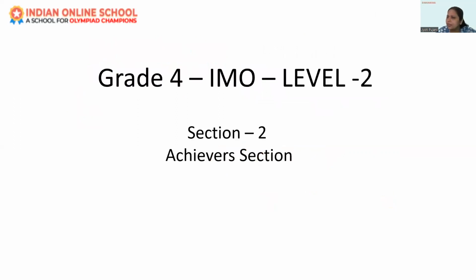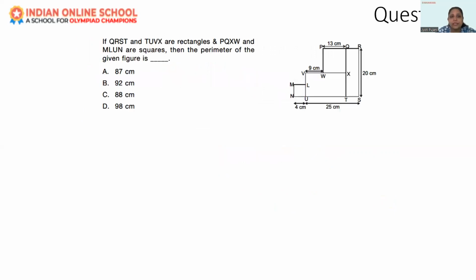Now we are done with some questions of the mathematicals. Now we will do some questions of the achiever section. Fine? Yes. So this is a question of mensuration, geometry. Okay, so let's read the statement. If Q, R, S, T and P, U, V, X are rectangles and P, Q, X, W and M, L, U, and R are squares, then the perimeter of the given figure is.